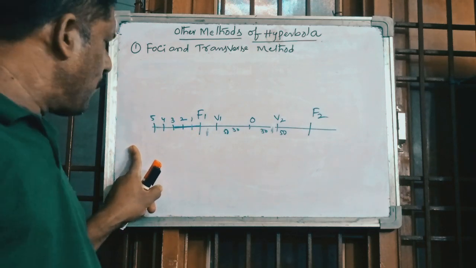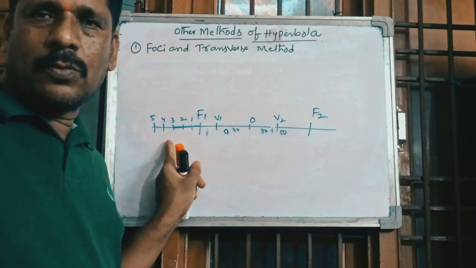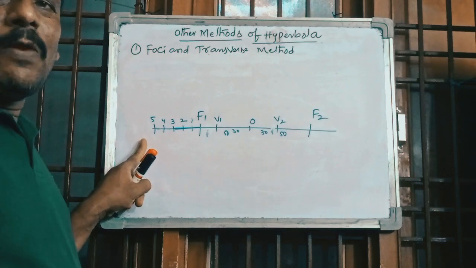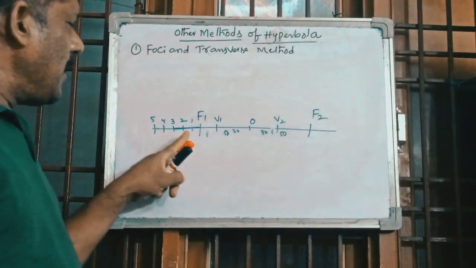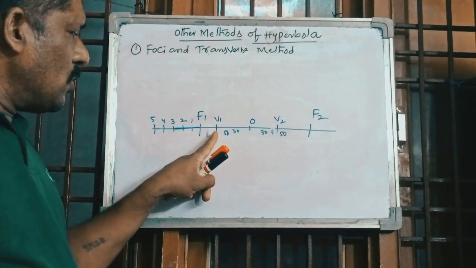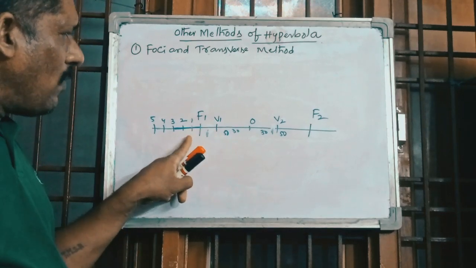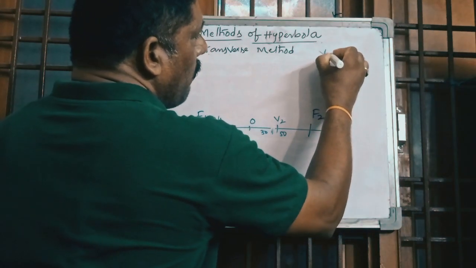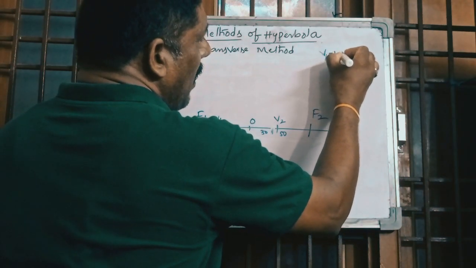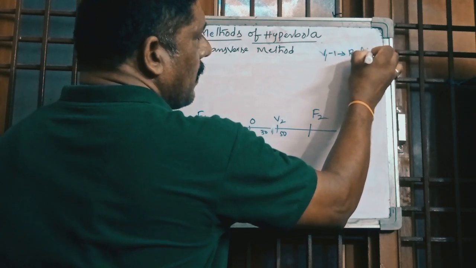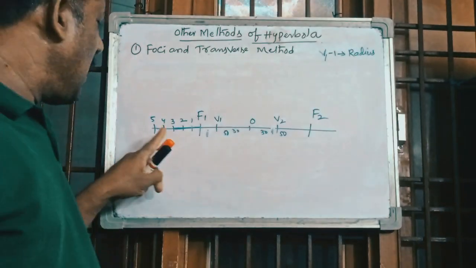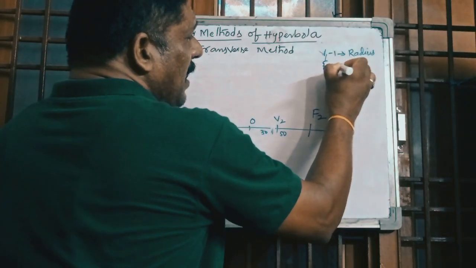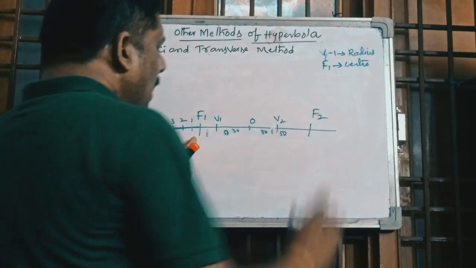Now what you have to do? We are taking 5 points here, and the point taking is very important. First, V1 to 1 is the radius. I am writing here V1 to 1 is the radius, and F1 is the center, and draw the arc.